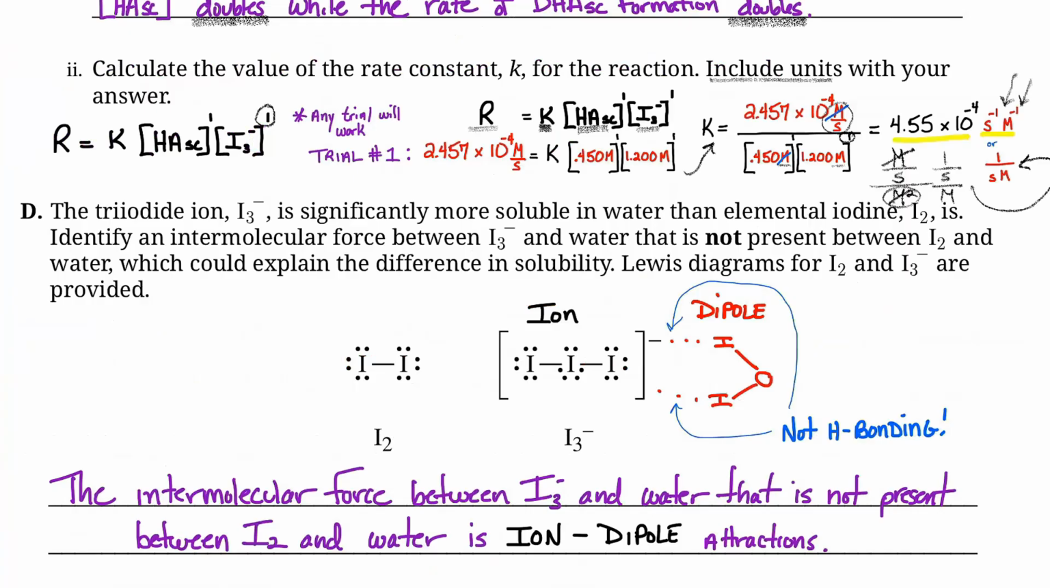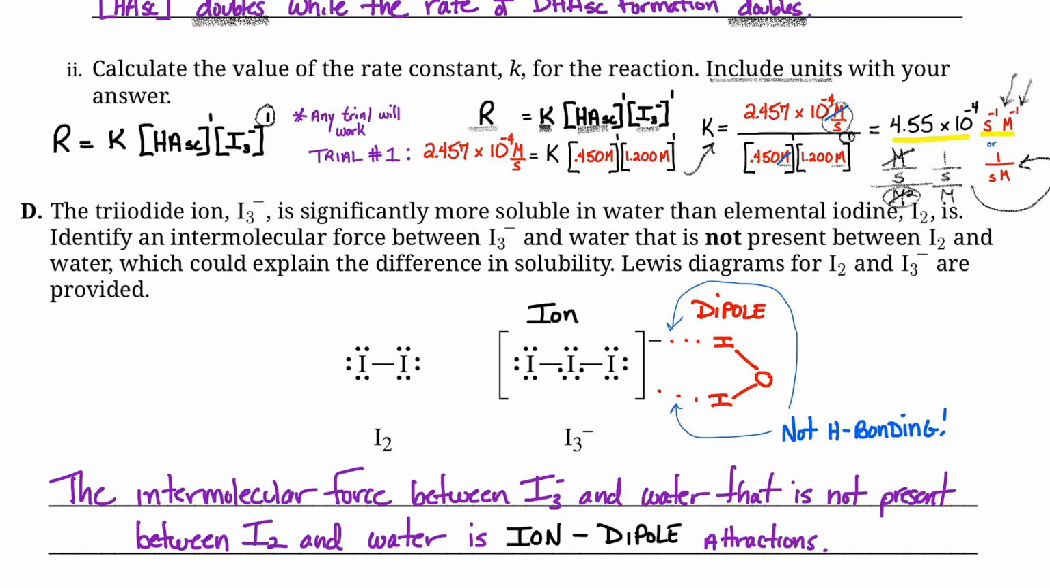So moving on, let's take a look at 2D. The triiodide ion, I3-, is significantly more soluble in water than elemental iodine. Well, for sure. I mean, triiodide has a charge that water can actually attract, and of course I2 is non-polar. It's not going to be very soluble because it doesn't have a negative or positive part, whether it's permanent like an ion or partial like a polar molecule, for water to really attract well and pull away from its own H bonding. Identify an intermolecular force, this is really the question, between the I3- and the water that's not present in I2 and water, which could explain the difference in solubility.